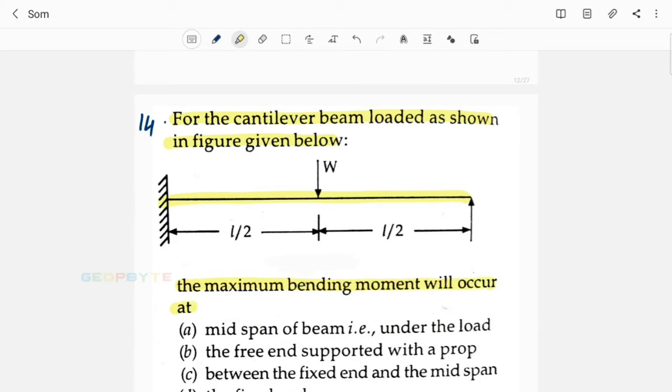Remember, my dear friends, for the case of propped cantilever beam subjected to point load at the midpoint, the maximum bending moment is occurring under the load only. Therefore, the option, the midspan of the beam, is absolutely correct, that is under the load. The maximum bending moment is occurring under the load. I hope you clearly understood. Let us go for the next problem.